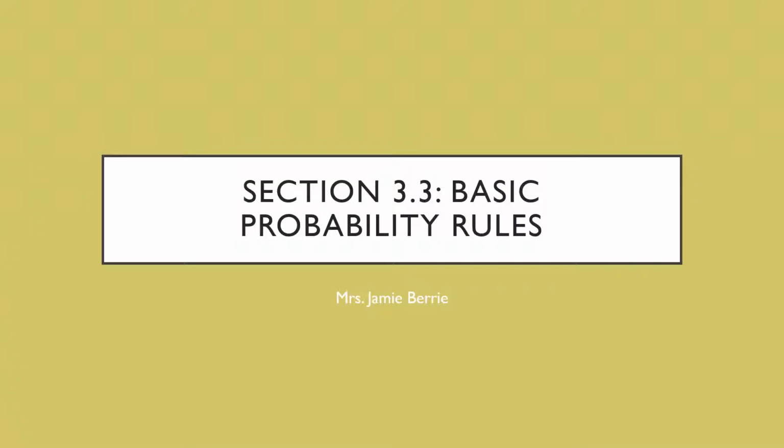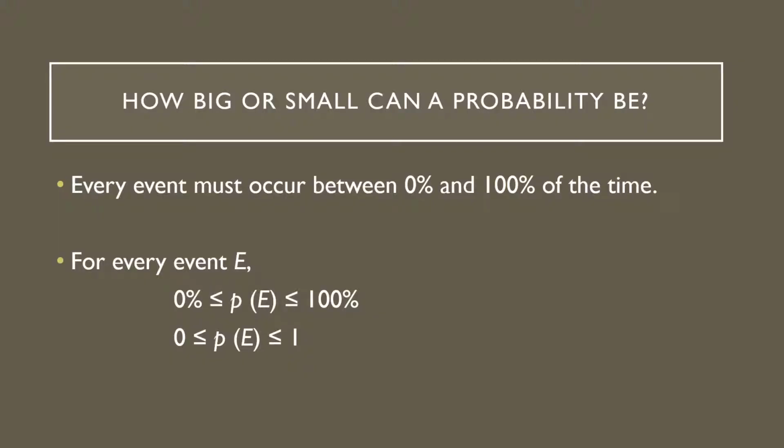In this video, we're going to go over section 3.3 from your textbook, which is called Basic Probability Rules. So the first and one of the most important rules of probabilities, this is one of the things that can help you determine if your answer is a reasonable answer or not, is figuring out how big or small a probability can be. Every event must occur between 0% and 100% of the time, which means that for every event E, the probability of E must be between 0% and 100%, which in decimal form is between 0 and 1.